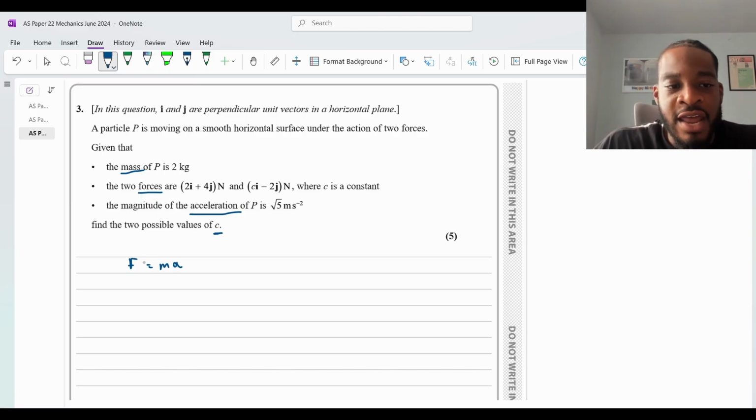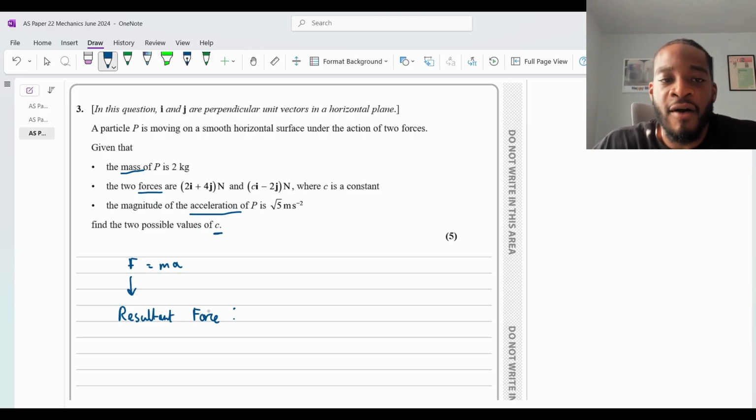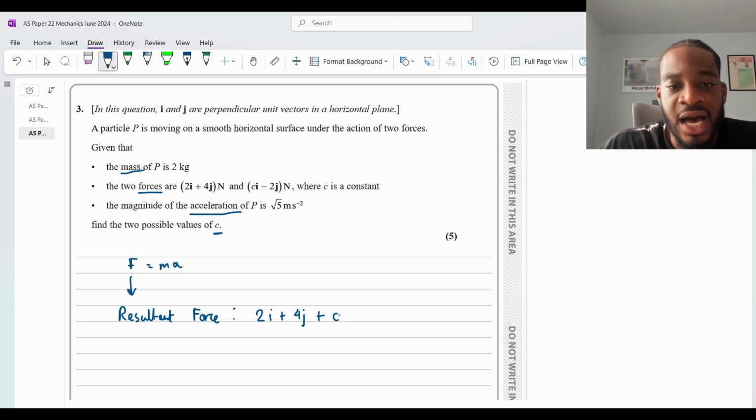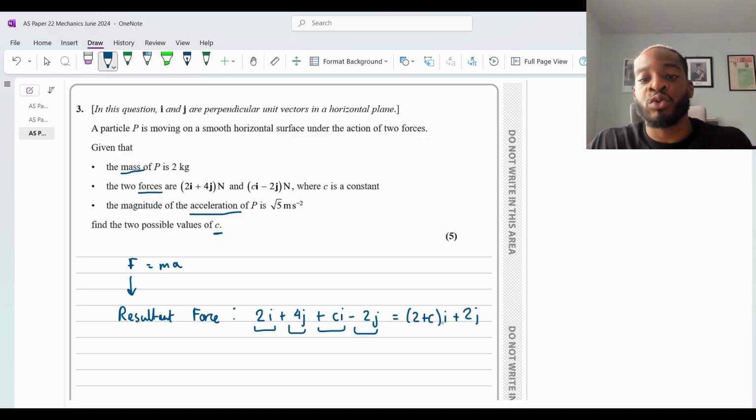Now, what do I know? In F equals ma, that F represents the resultant force, so I'm going to write resultant force. I want to calculate what that would be. To calculate the resultant force, you just sum the 2 forces together: 2i + 4j + ci − 2j. Doing that is very easy. The 2i plus the ci we can write as (2 + c)i, just in terms of the i components. And then 4j − 2j is just +2j. So that is the resultant force.